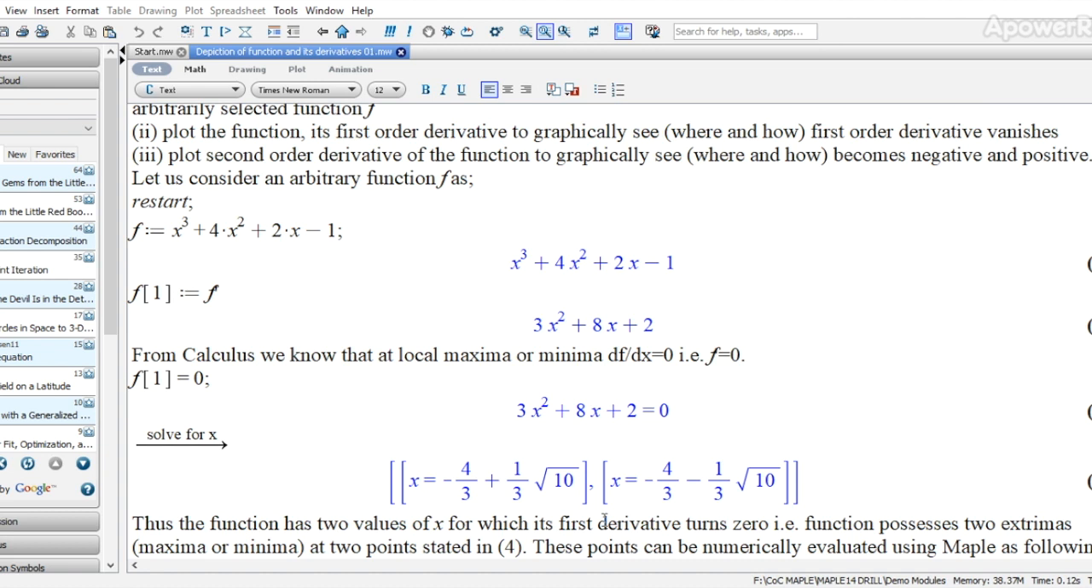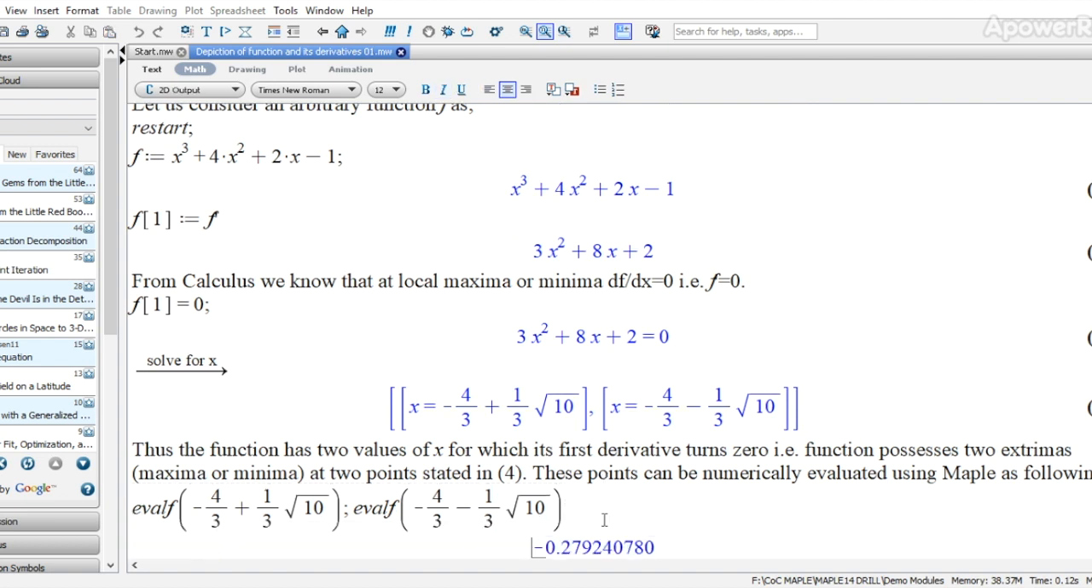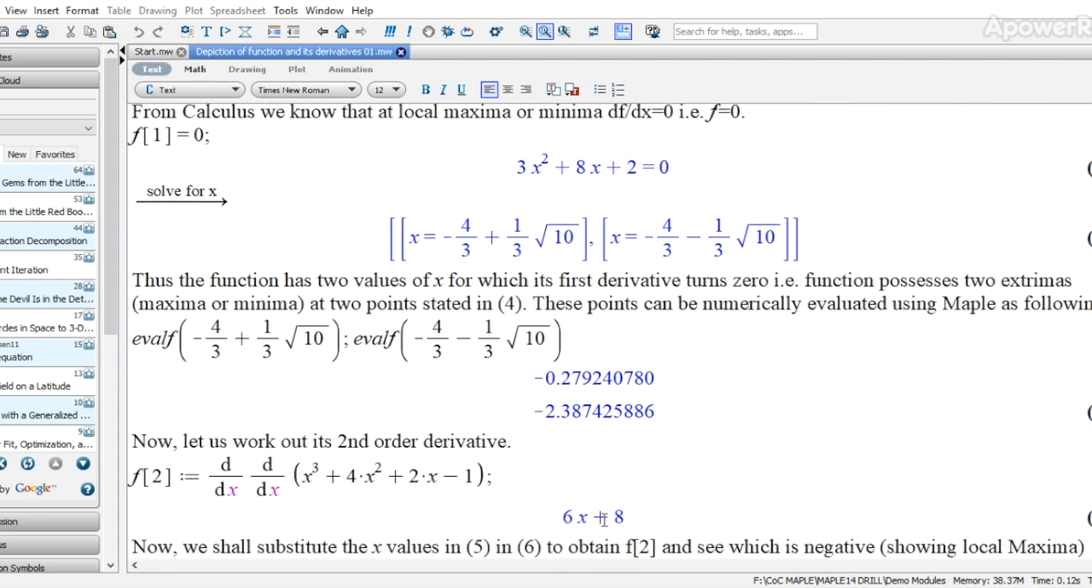calculus that a function, if it possesses maxima, its first order derivative vanishes. Even at minima, first order derivative vanishes. However, at local maxima, the second order derivative is negative, and for minima, second order derivative is positive. That we already know. We shall run this test quickly to find out the things.